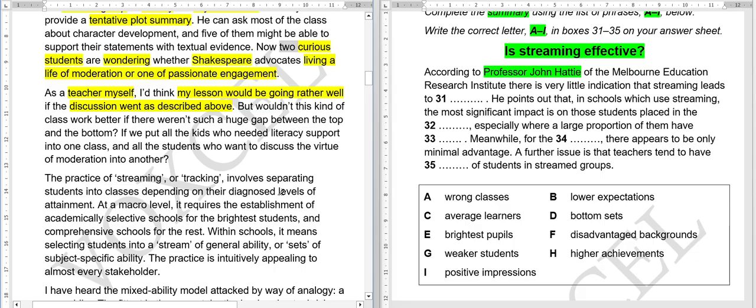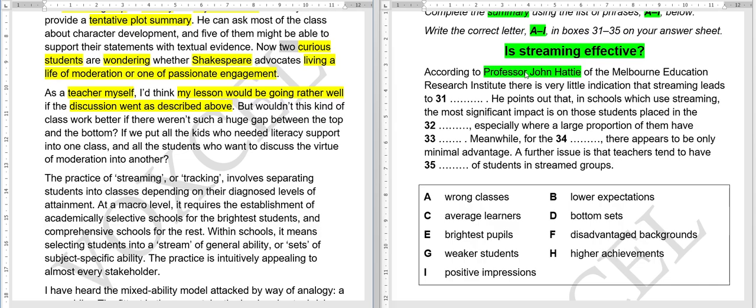But wouldn't this kind of class work better if there weren't such a huge gap between the top and the bottom? This is the question that automatically comes to mind: if there was not such a huge gap in understanding, if students at a similar level of understanding formed a particular class, wouldn't that be better? If we put all the kids who needed literacy support into one class and all the students who want to discuss the virtue of moderation into another, isn't that a more effective way to teach students? So that's the question that has come to the mind of the writer.